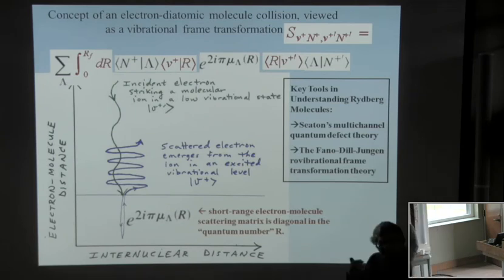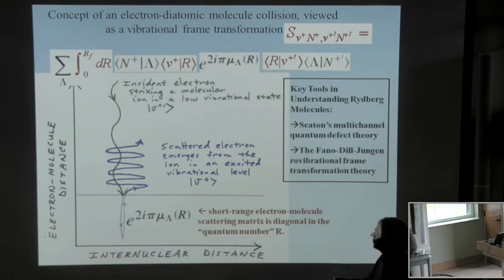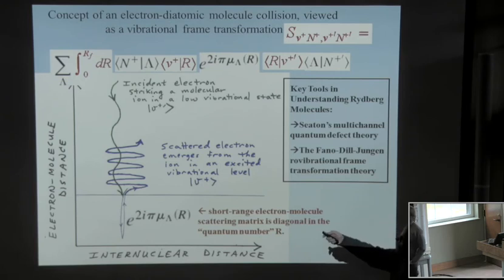Just to stress a little bit more the physics of this frame transformation from a sort of quasi-classical point of view, if you think of an electron coming in on the ion, this is the electron distance coordinate from, say, the center of mass of the molecule, and this is the internuclear distance in a diatomic ion, say.